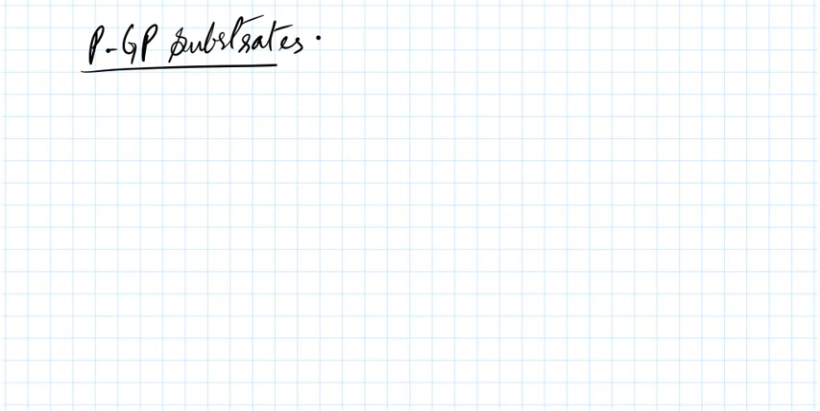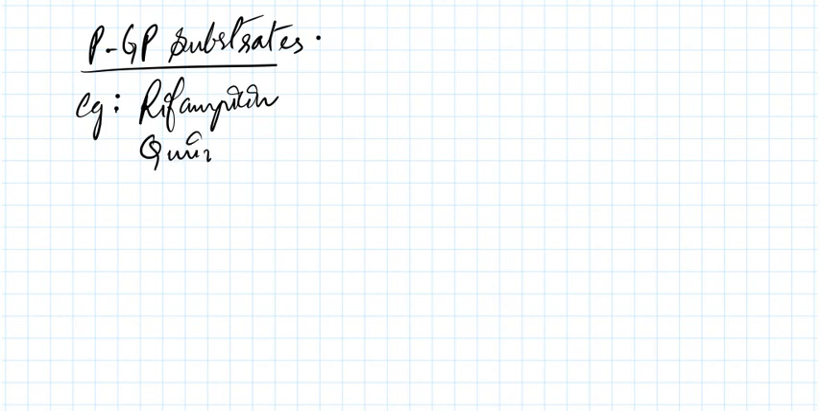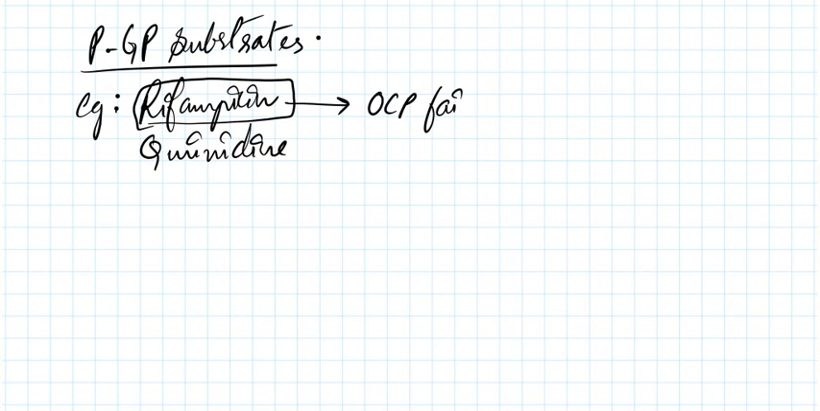Now, what are the PGP inducers? Examples: rifampicin, quinidine. Now, you must have heard a statement: rifampicin leads to what? OCP failure. You heard about this? Rifampicin leads to OCP failure.